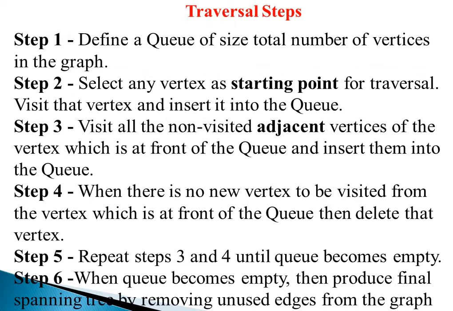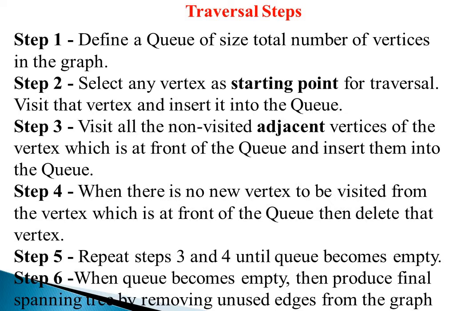Now see the steps here. Step number 1, define the queue of size equal to the total number of vertices in the graph. So you have to see the number of vertices and define the queue accordingly. Step number 2, select any vertex as a starting point of the traversal. You choose any one of them as a source vertex and from there you traverse to the other vertices. Visit that vertex and insert it into the queue. So whenever you visit a vertex, that vertex will be added to the queue.